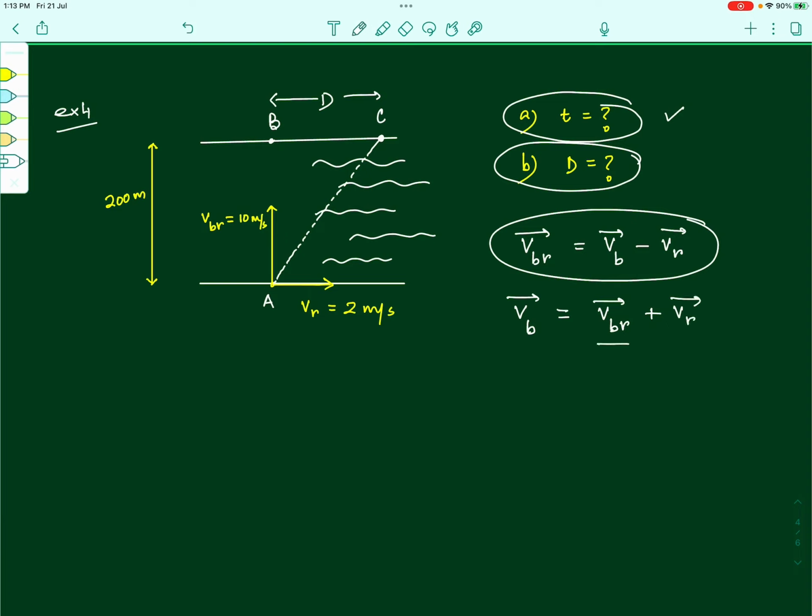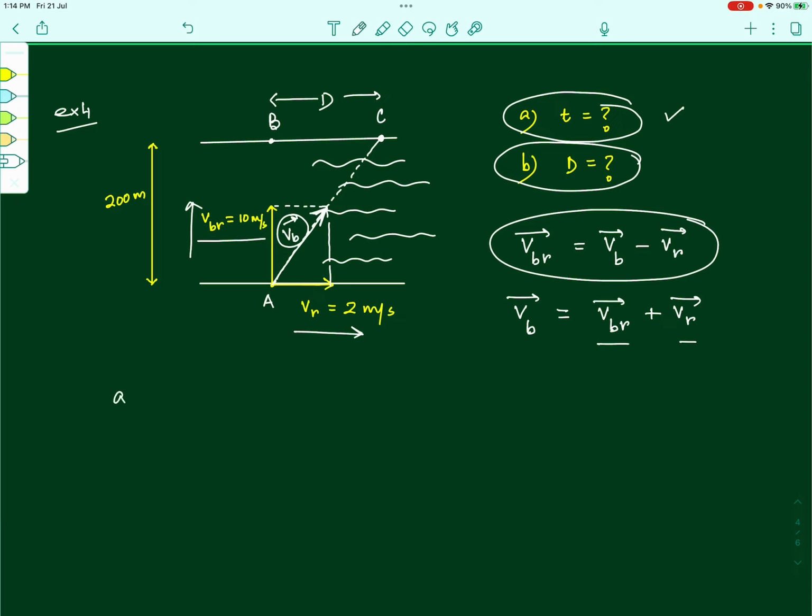Velocity of boat with respect to the river here is given as 10 meters per second across the river, whereas velocity of the river itself is 2 meters per second along the river. So we need to add these two vectors to get the net velocity vector VB, velocity of the boat, which will come out in this direction. But for the sake of convenience, because they are simply asking us to find the time and the drift, we can just keep this velocity of the boat in its component form itself. This component is across the river, VBR, and this component is along the river, VR, and we can use them directly to solve our question.